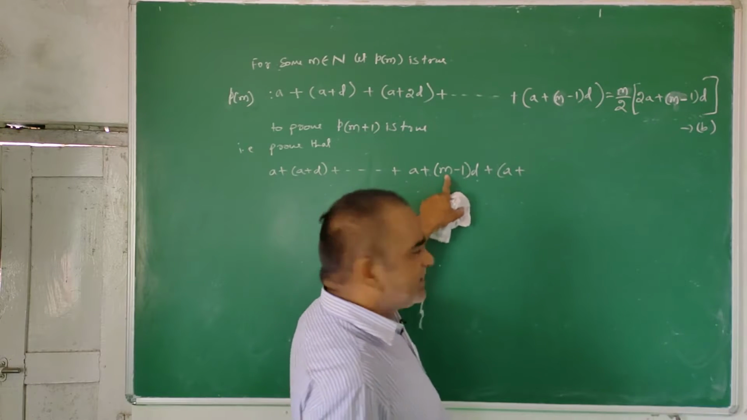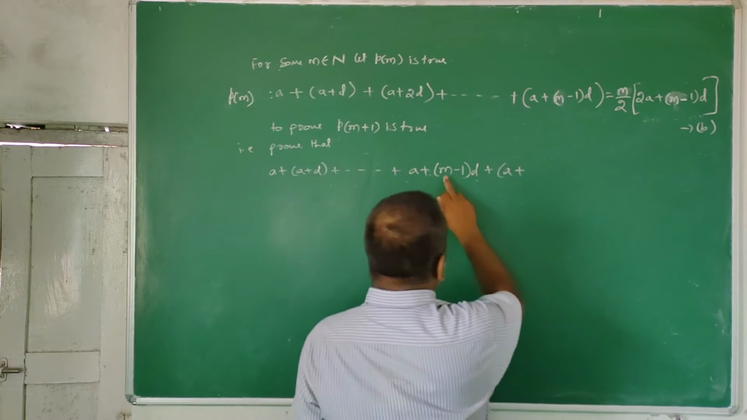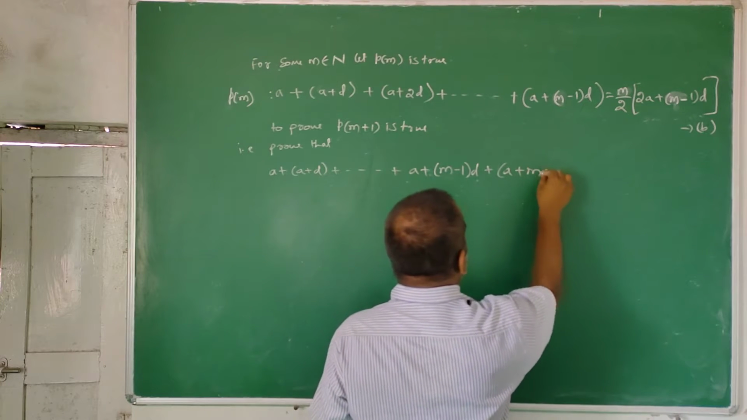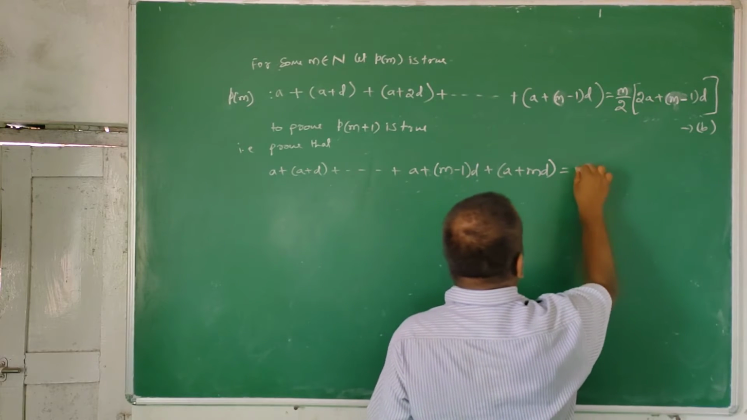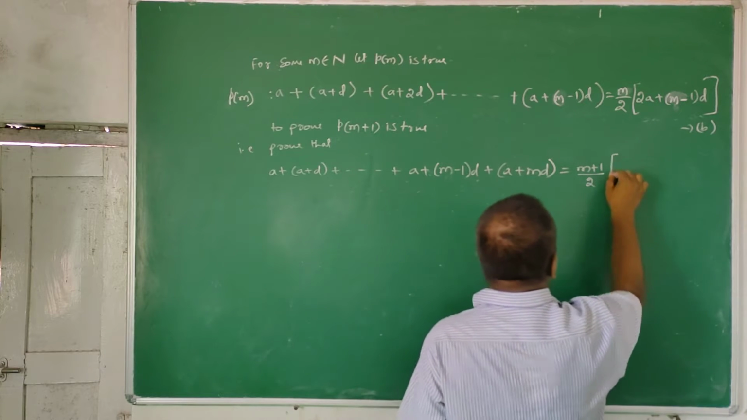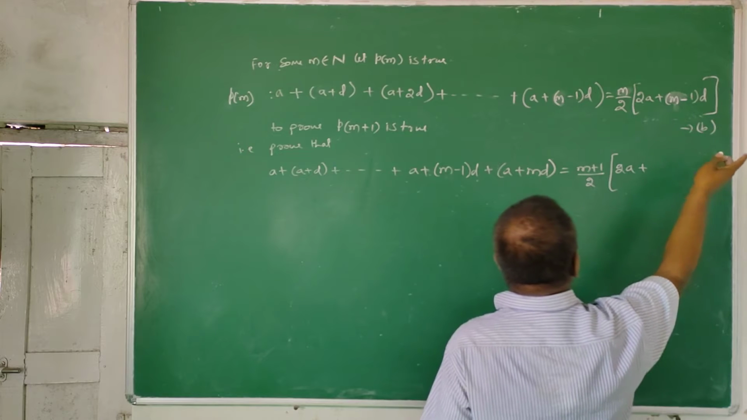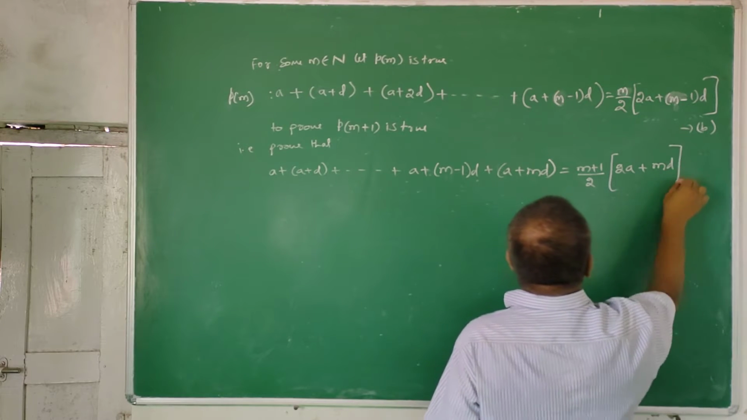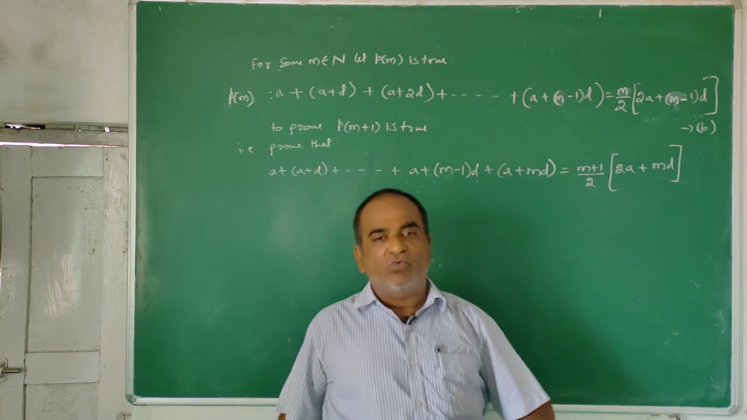So m has to be replaced with m plus 1. So the m plus 1 minus 1 gets cancelled, and you get md, is equal to, with m replaced by m plus 1, (m plus 1) by 2 into (2a plus (m plus 1 minus 1)d). The plus 1 minus 1 again gets cancelled: 2a plus md. This we are supposed to prove.